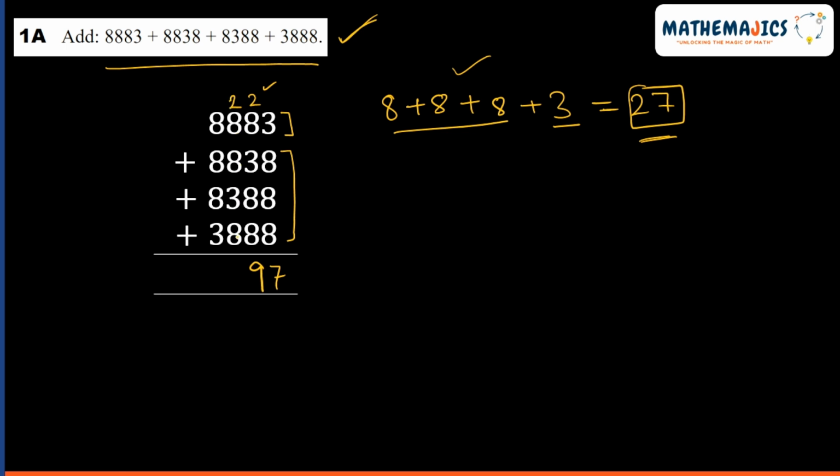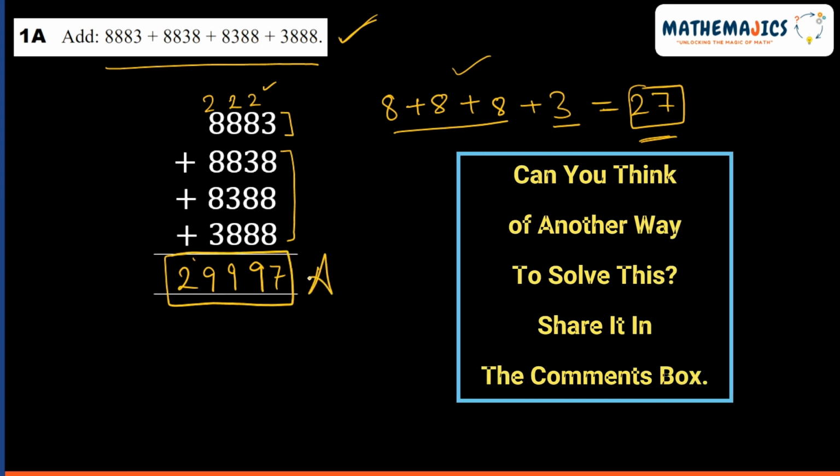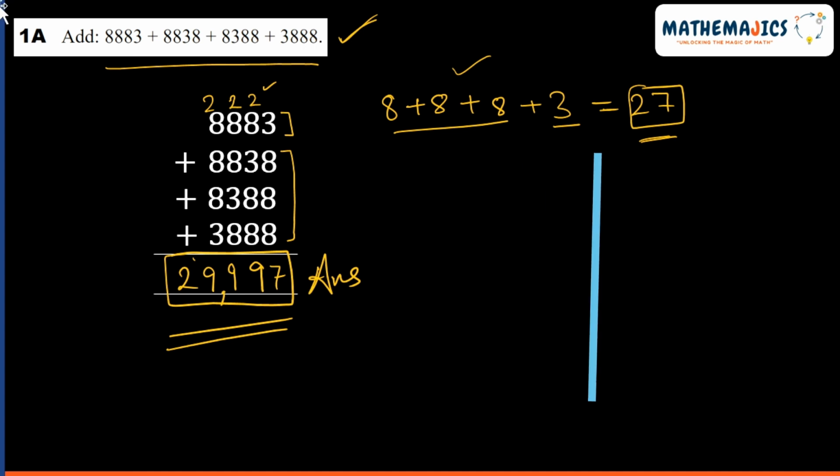So 27 is the sum of this column plus 2, that will give us 29 again. Again we will have 27 as the sum of this column plus 2, which will give us 29. So our final answer is 29,997. Let's jump to the next question.